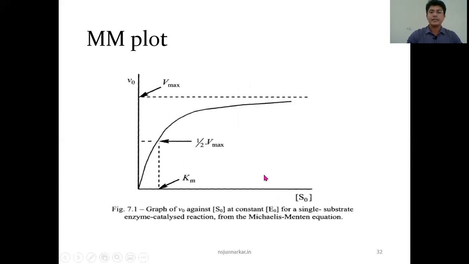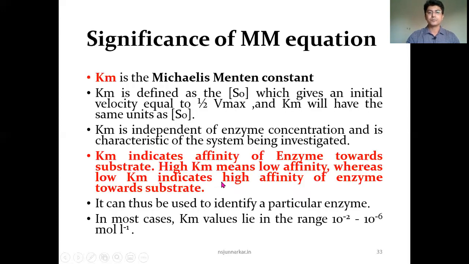If we plot the substrate concentration versus initial velocity of the enzyme, we get a hyperbolic curve. According to this, as the substrate concentration increases, the reaction rate also increases and it reaches a maximal value, which is referred to as Vmax. Now, if we look at half of the Vmax value and plot it onto the curve, and drop it onto the x-axis, we get the Km value. So this intercept on the x-axis is referred to as Km, that is the Michaelis-Menten's constant.